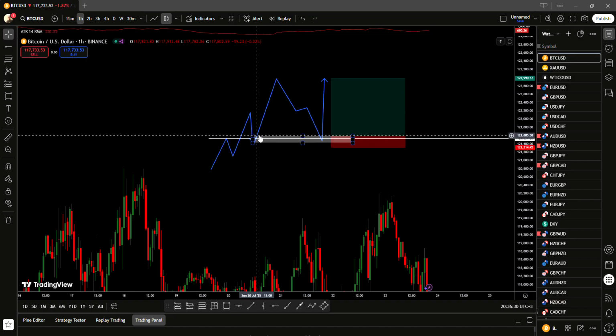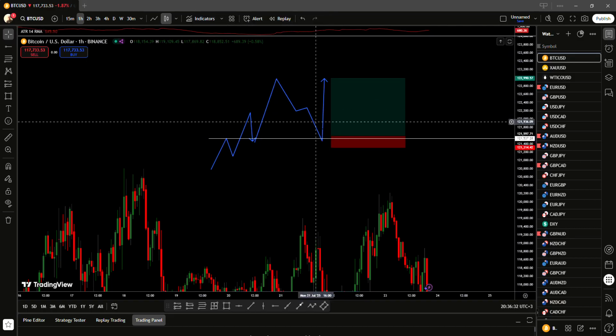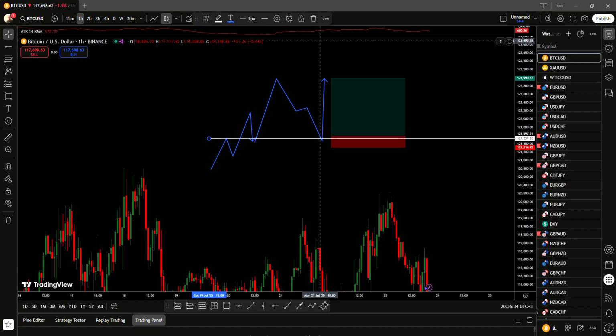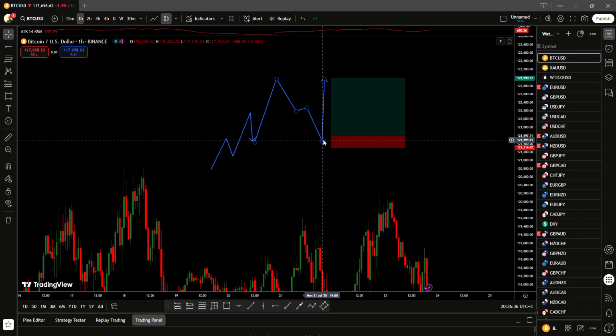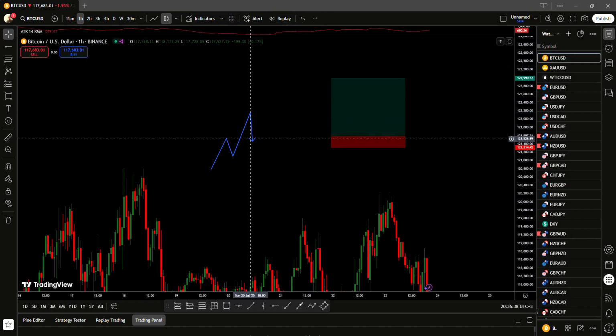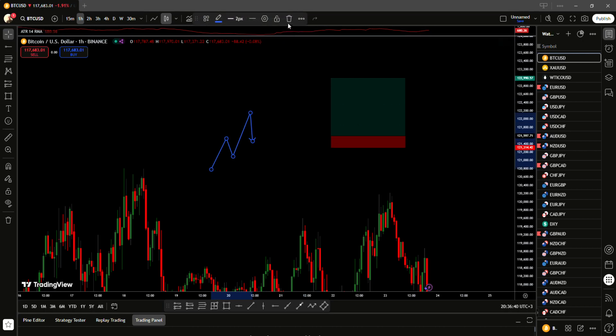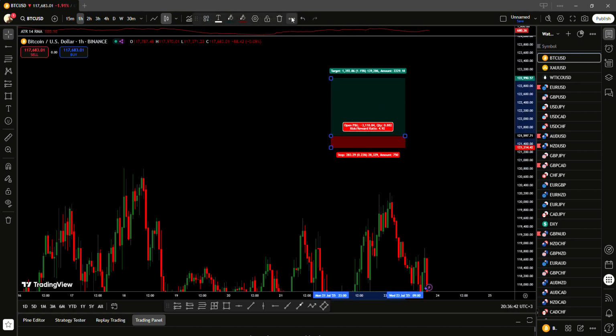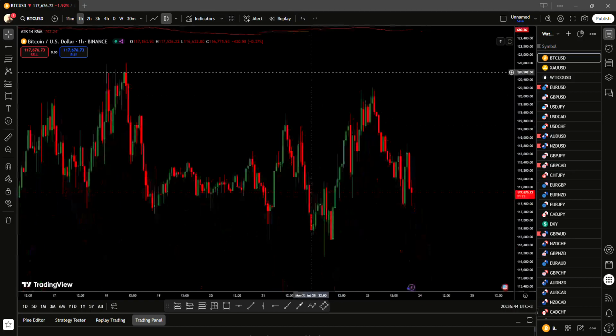That is the setup you're going to be looking for on the 1 hour, on each and every pair randomly, just to prove to you that this setup works. So we shall be counting how many setups we've seen and how many have worked out.